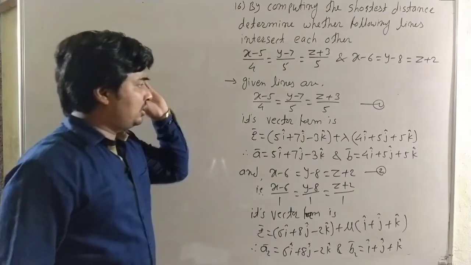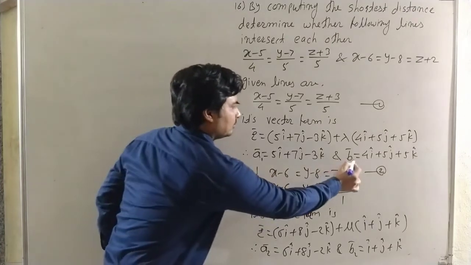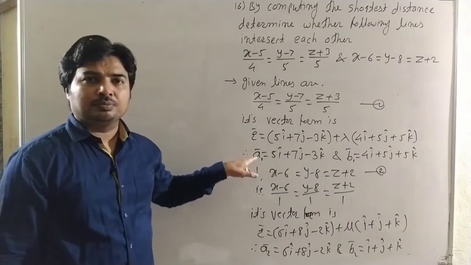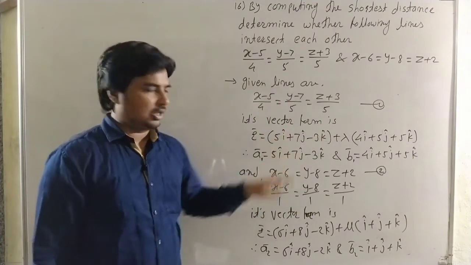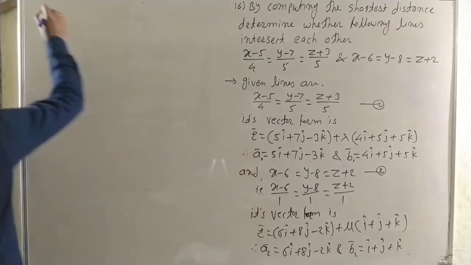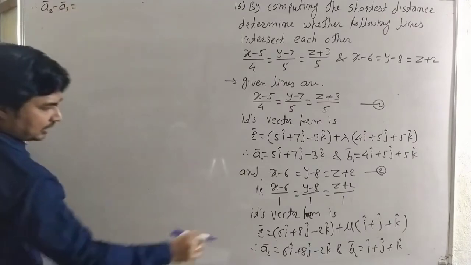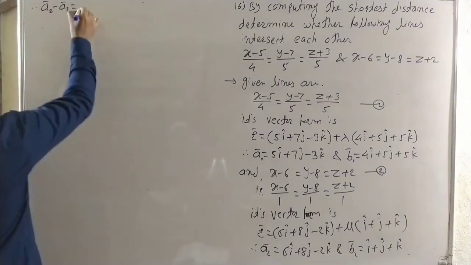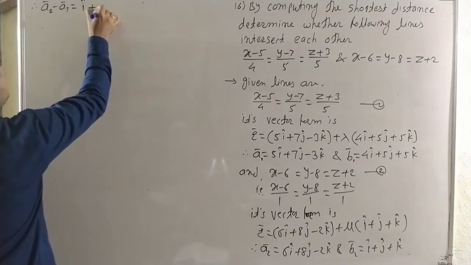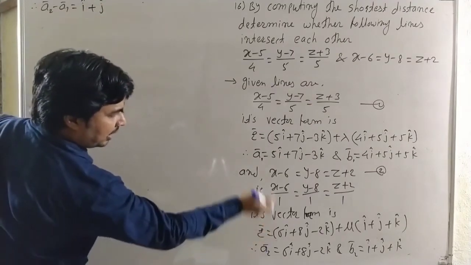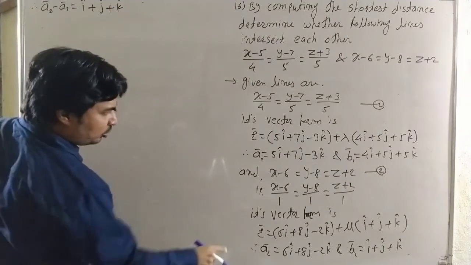Now we find the shortest distance between these two lines, and the formula for the shortest distance is (a2 bar minus a1 bar) dot (b1 bar cross b2 bar) upon the magnitude of b1 bar cross b2 bar. So first we find a2 bar minus a1 bar. That is 6i minus 5i, which is i cap, 8j minus 7j, which is plus j cap, and minus 2k minus 3k, which is plus k cap. This is a2 bar minus a1 bar.